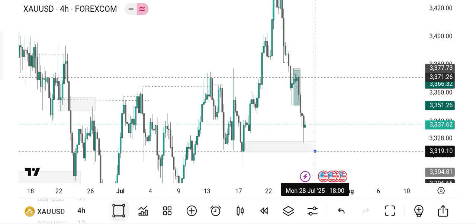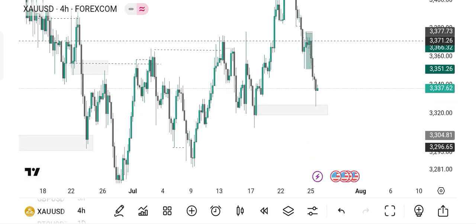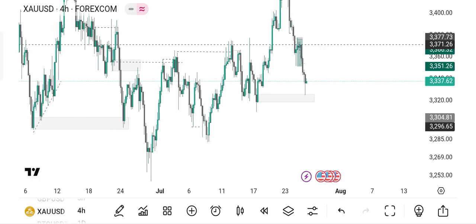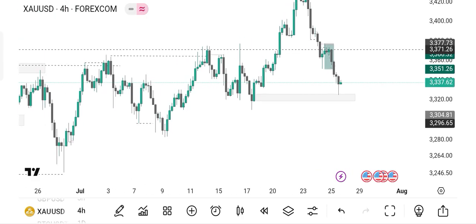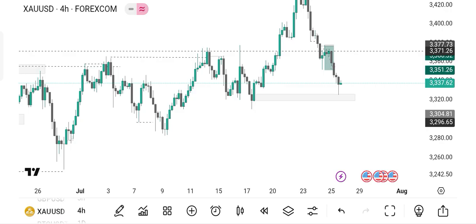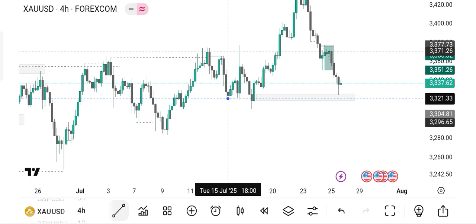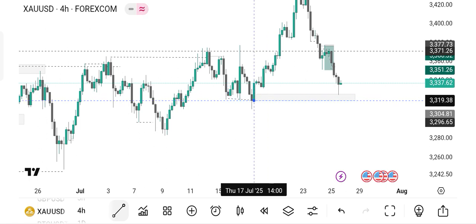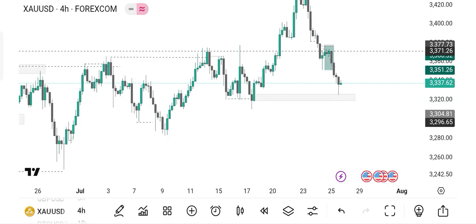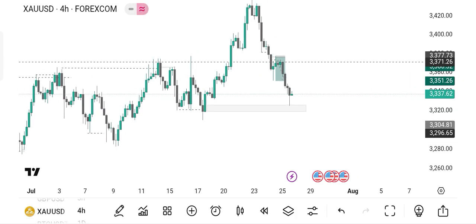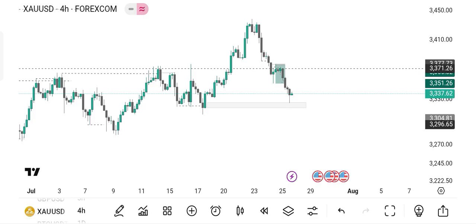So we're expecting buys from next week on gold, right? Because this is our next POI. Price came here. Price swept liquidity, giving us a strong low that we can work with. So we're expecting that price will buy next week. So this comes to the end of this session. Thank you very much.